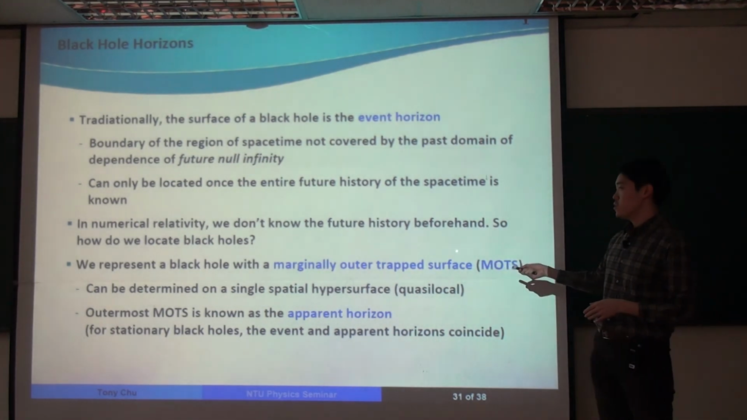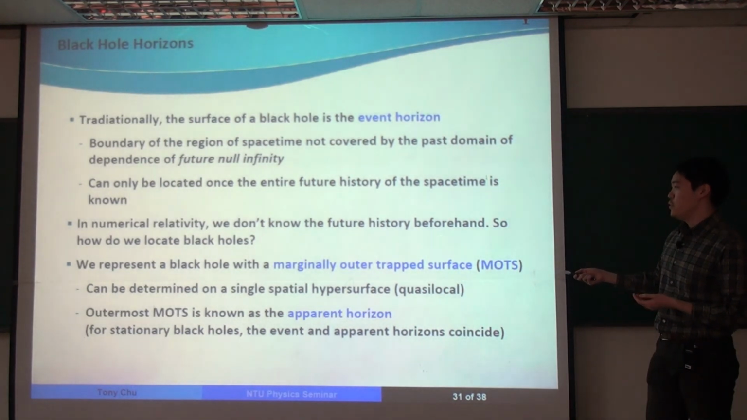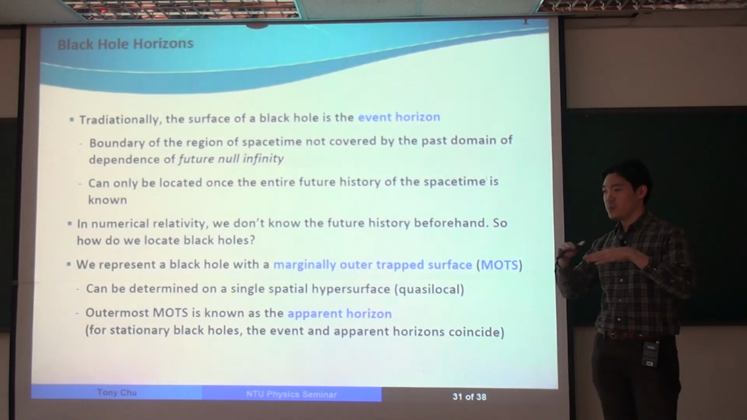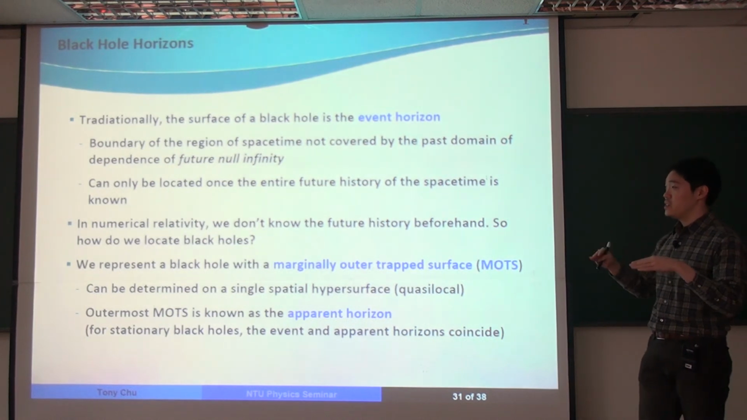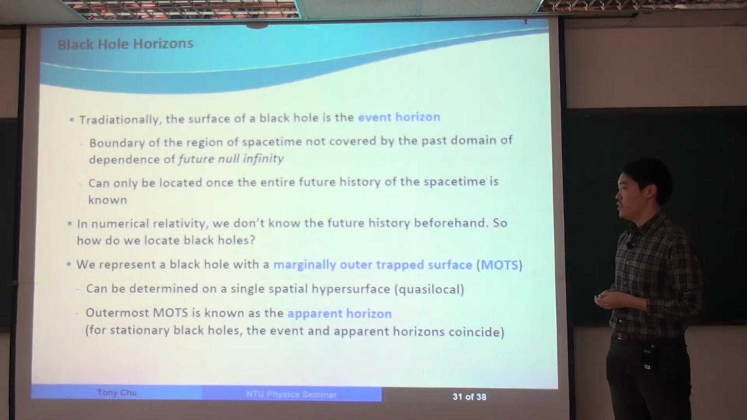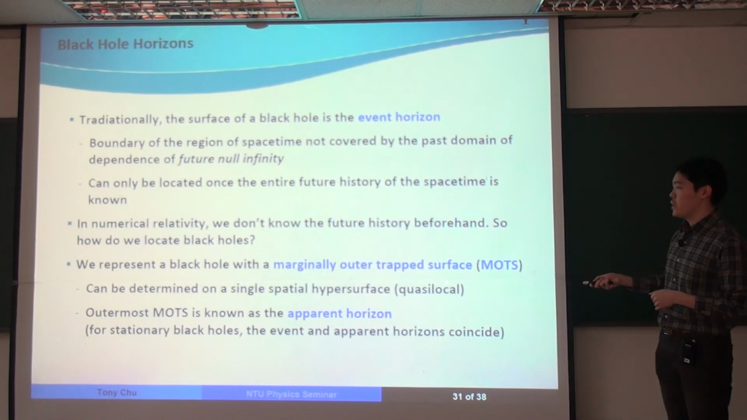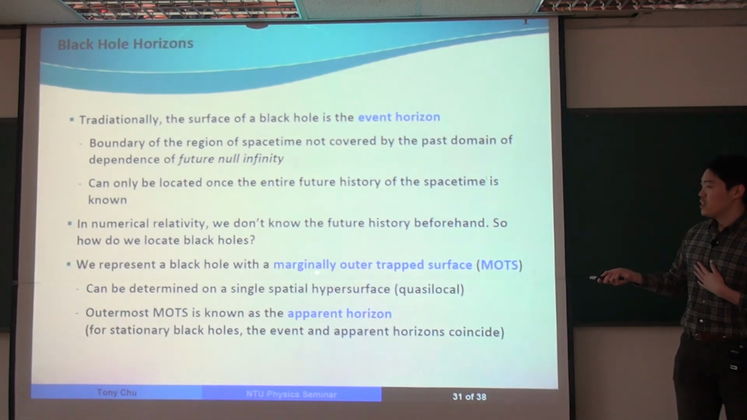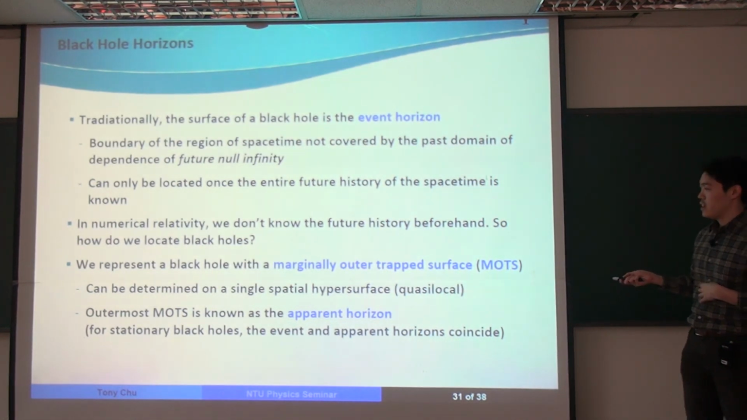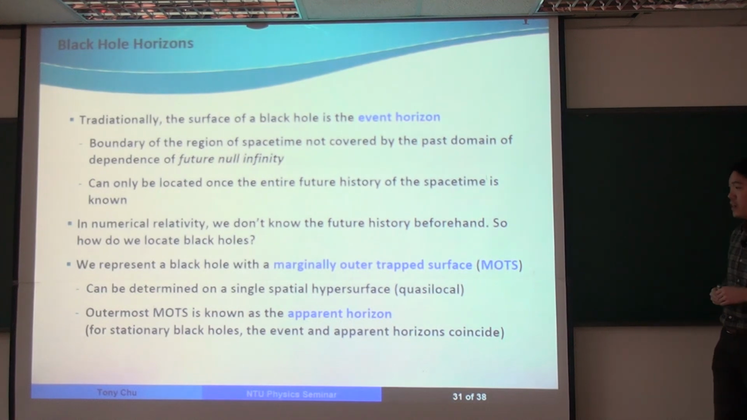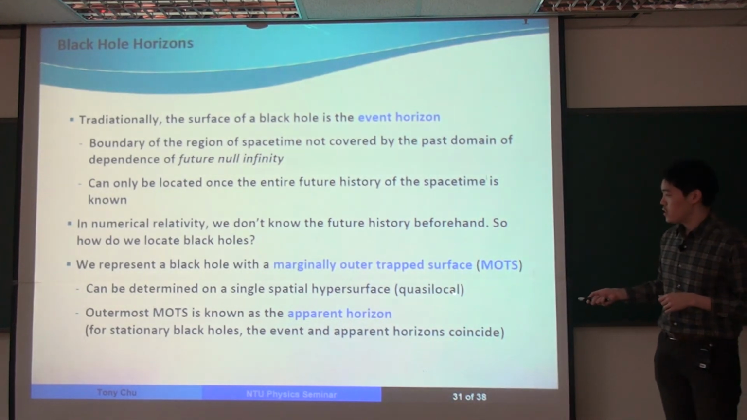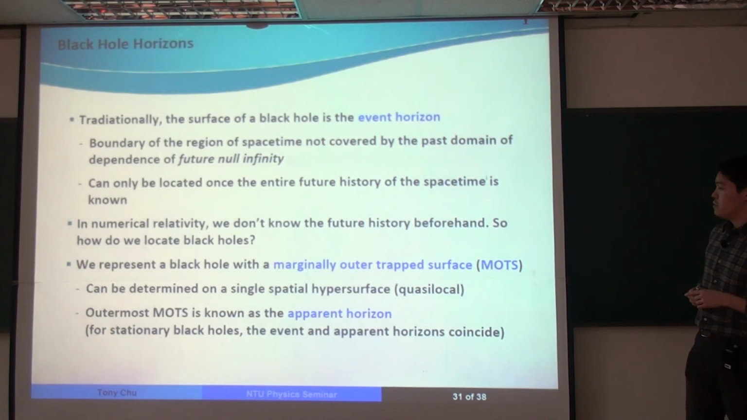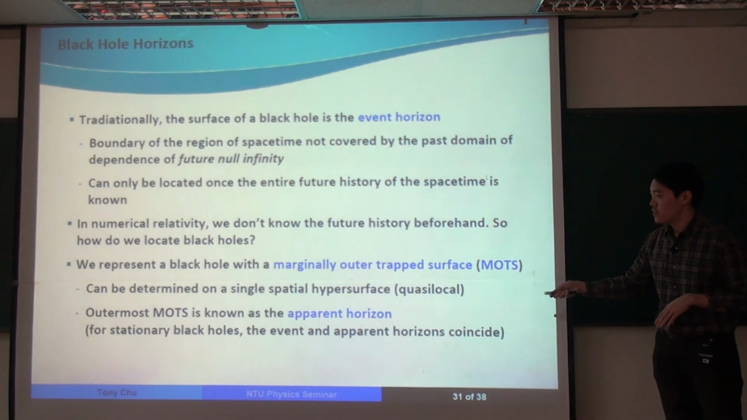But in general, and this will be a general issue, if you're just given a snapshot of a spacetime, that is, a spacetime at one time, you can't locate the event horizon. So you need to represent the surface of the black hole in some other way. How we do that is we use something called a marginally outer trapped surface, a concept originating from mathematical relativity. This is a quasi-local horizon. It doesn't depend on the causal history of your spacetime, but can be determined on a single spatial hypersurface.